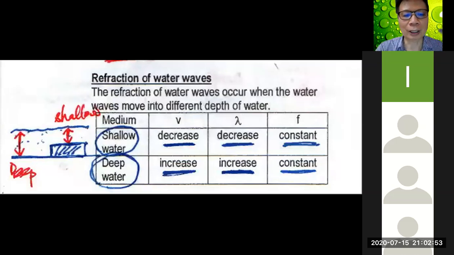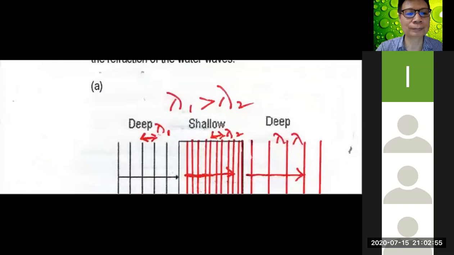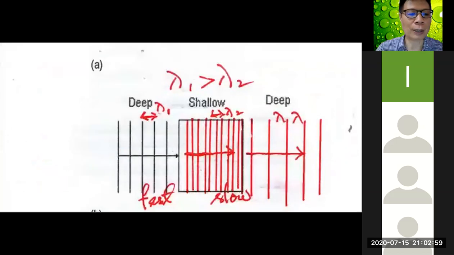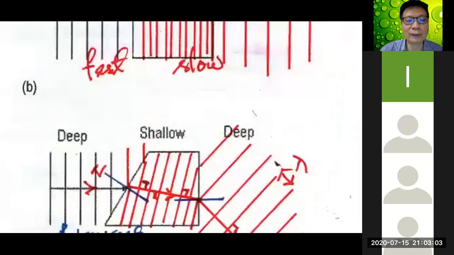Yeah. The next, drawing. First diagram, I show you how to draw. Now start to draw already. A lot of drawing you do lah. Okay. First one.